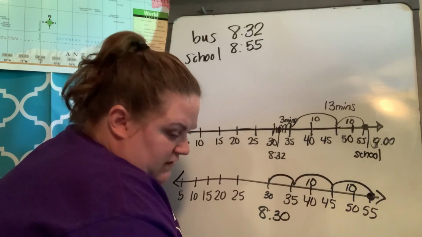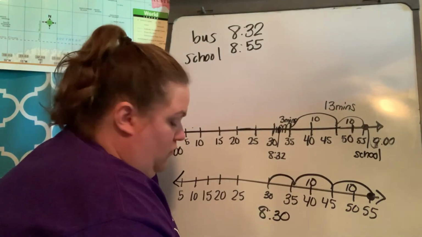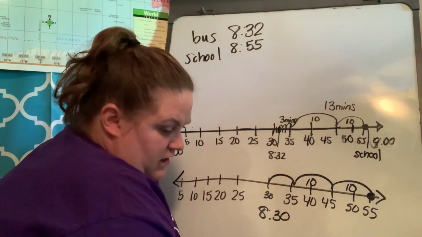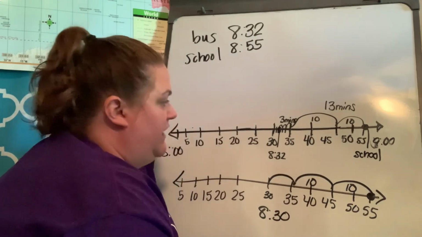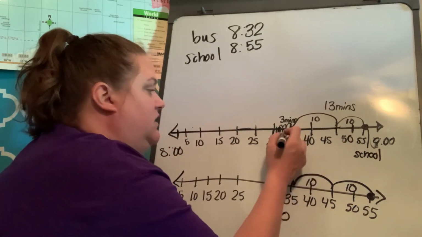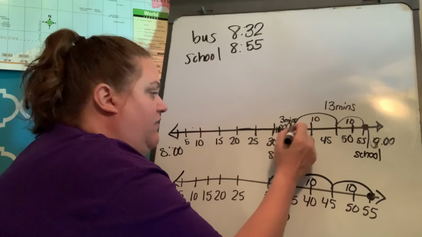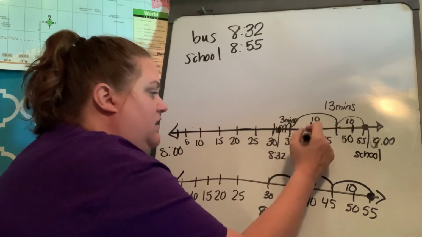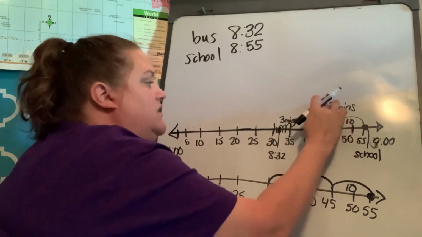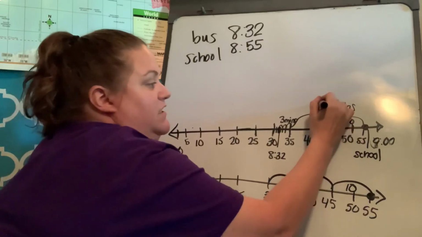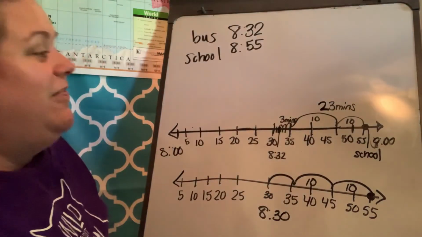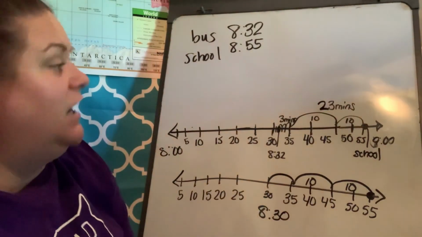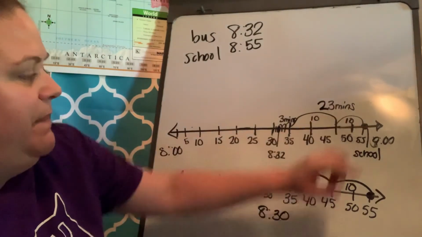Now, Tim gets on the bus at 8:32 and gets to school at 8:55. So let's see, I have 32. So I have 1, 2, 3 minutes, and I have 5, 10. So that's 10, 20. Oh, not 13 minutes. Duh. It'd be 23 minutes there. I had the right problem. I had the right work. I didn't count up my 10 and my 10 there.